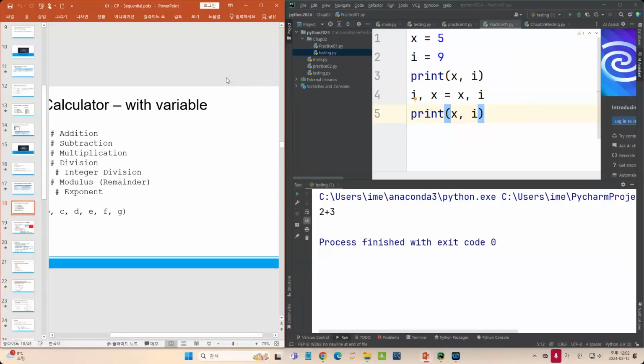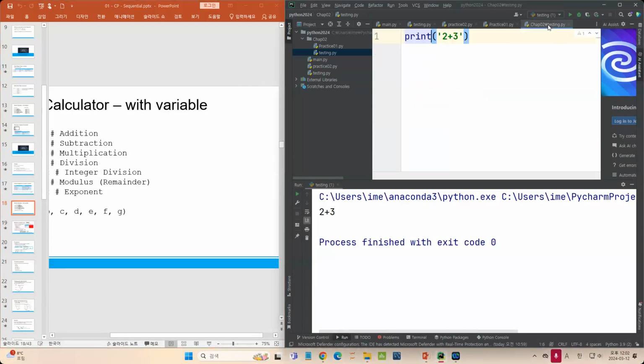Okay. Yeah, there is one question. It's a very good question, and I think you need to understand it also. So, what is the difference with quote and without quote?